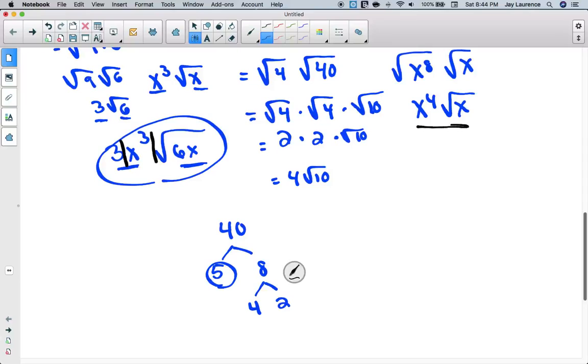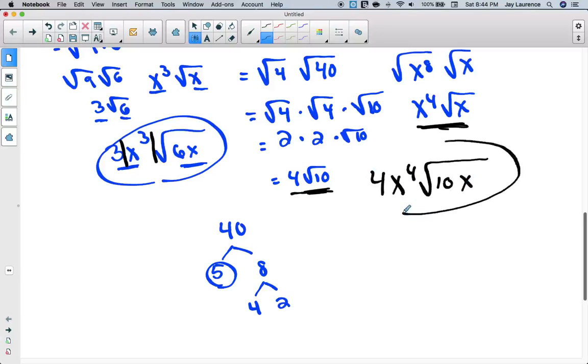So now the variable part is broken down. So here's the numeric part. There's the variable part. What's outside the rad? Well, I got a 4 outside the rad, and I also have an x to the 4th power. Then inside the rad, I have a 10, and I have an x.